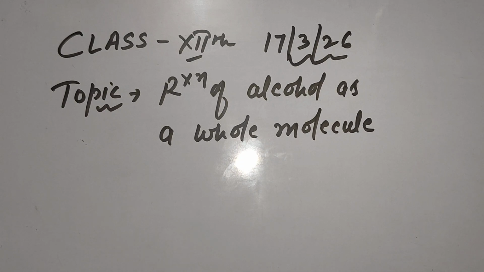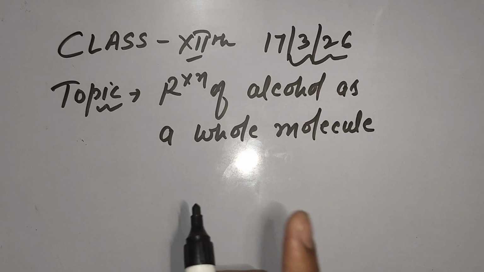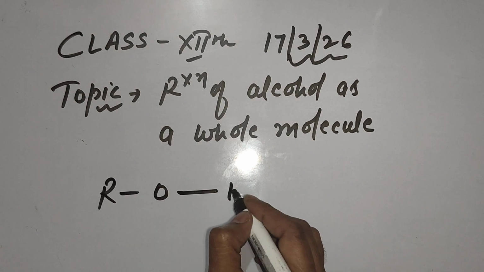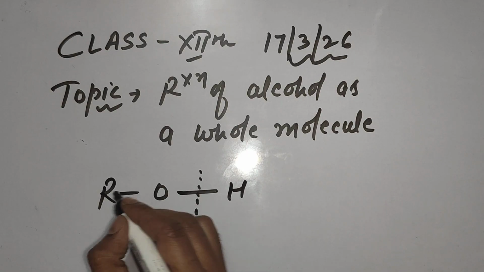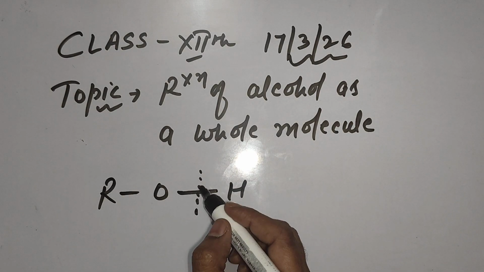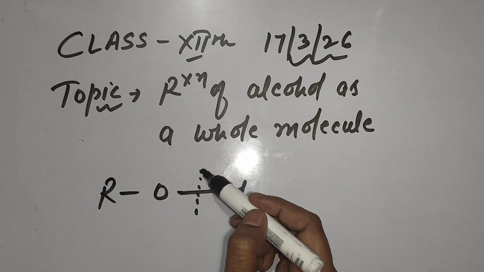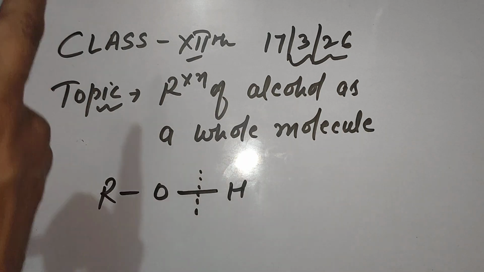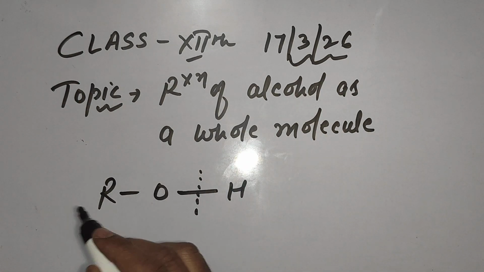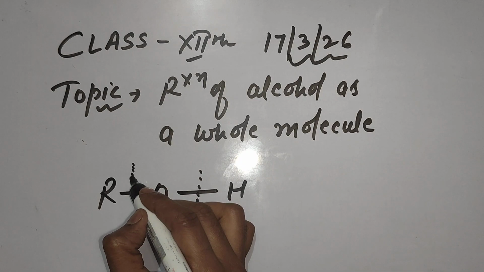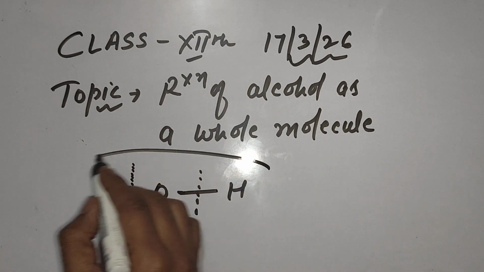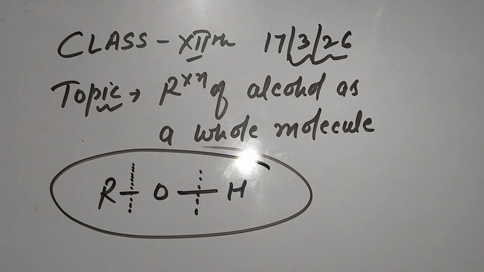Hello everyone, class 12 topic is reaction of alcohol as a whole molecule. In previous videos, we have covered those reactions in which there is a breakage of oxygen-hydrogen bond. This is the general formula of alcohol, ROH. In the first category, we discussed those reactions in which there is a breakage of the oxygen-hydrogen bond. In the second category, we discussed those reactions in which there is a breakage of the carbon-oxygen bond. Now the third category, in which the whole alcohol molecule will be involved.